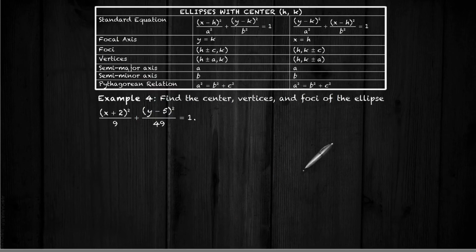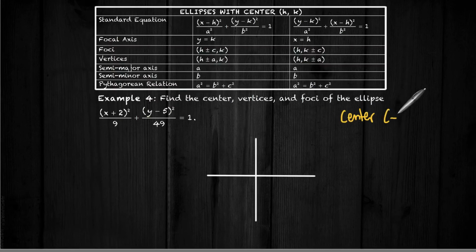All right, find the center, vertices, and foci of the ellipse. Okay, so now once again we want to draw our x and y axis. There's our y axis. Here is our x axis. And now we want to, first of all, identify the center. That's pretty simple. That's just going to be -2 and 5. So let's write that in there. Center will be -2 and 5. So let's draw that. Left 2, 1, 2, 3, 4, 5. And there is our center.